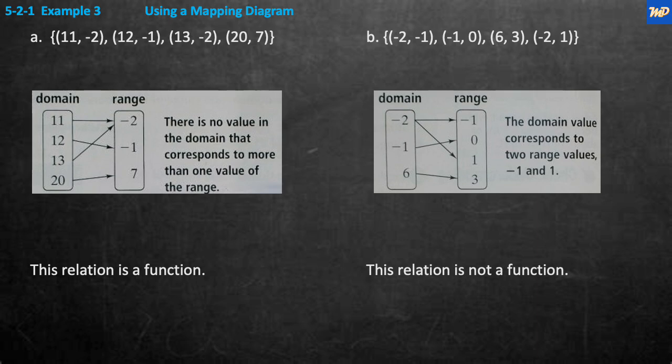1, 2, 4 ordered pairs in each set. Okay, and they're showing you domain and range, little tables here. So they've taken the numbers. They have 11, 12, 13, and 20. They put them in order, listed them from least to greatest. So they start with 11, 12, oh, they're already in order here, 13. And in this side, they put these in order, -2, -1, 7. They're in order. And now they show you how they map. 11 went to -2, 12 went to -1, 13 went to -2, okay, 20 went to 7, okay.